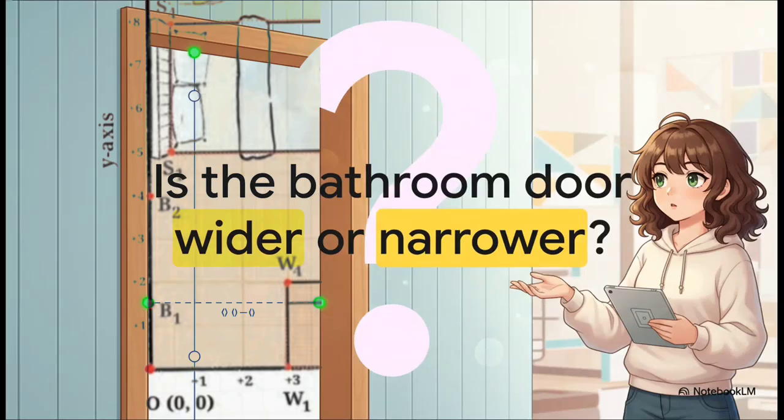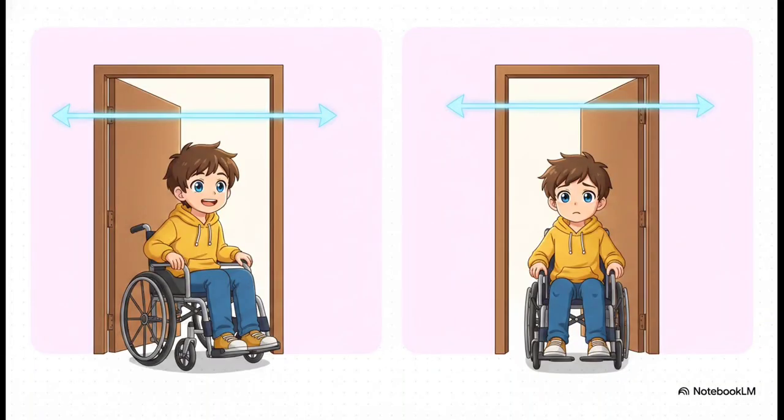Okay, question 4. Let's look at a different doorway. The bathroom door coordinates are B1 at 0, 1.5, and B2 at 0, 4. So is it wider or narrower than the room door? This time, our points are living entirely on the vertical y-axis, the left wall. To find the width, we just subtract 1.5 from 4. And that gives us 2.5. So the bathroom door is only 2.5 feet wide. Comparing the two, the bathroom door is significantly narrower than the main room door. In real-world architectural terms, 2.5 feet is honestly quite a tight squeeze, and it might actually need a design change to be fully accessible for a wheelchair user.